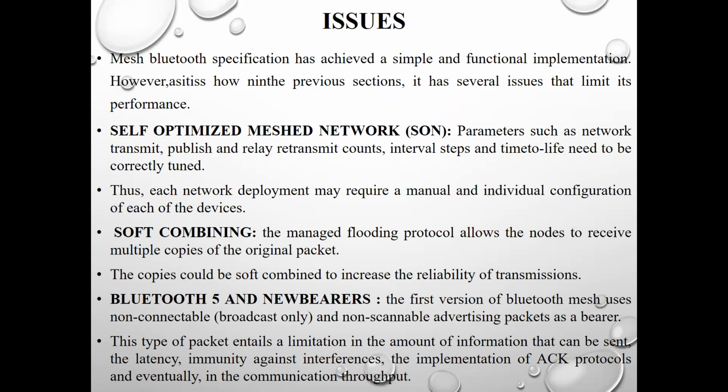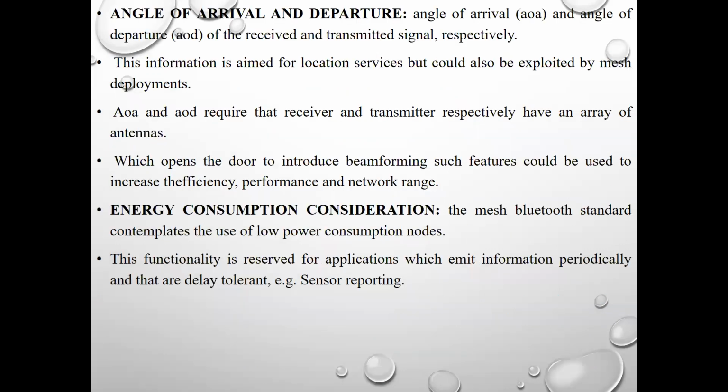Soft combining: the managed flooding protocol allows the nodes to receive multiple copies of the original packet. Bluetooth 5: the first version of Bluetooth mesh uses non-connectable and non-scannable advertising packets. This type of packet entails a limitation in the amount of information that can be sent.